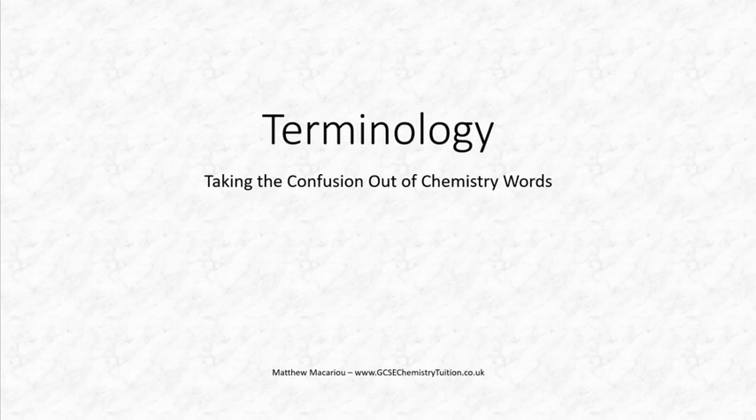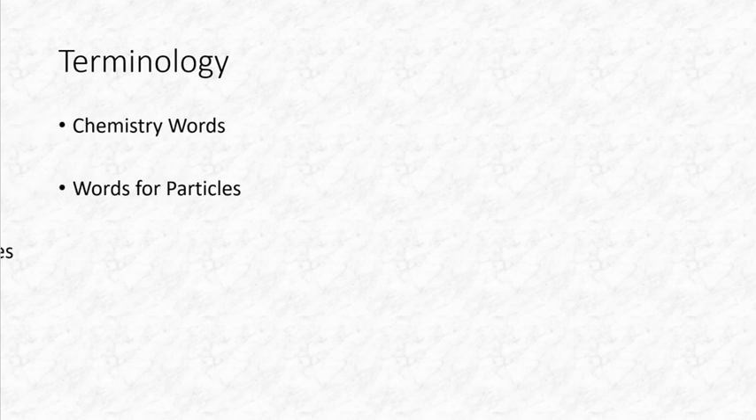This one's on terminology. We're going to be taking the confusion out of some of the chemistry words that you come across. So by terminology we're talking about chemistry words, which will include words for particles and words for matter and substances.